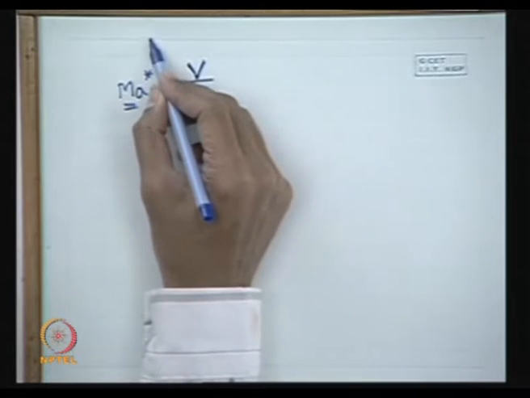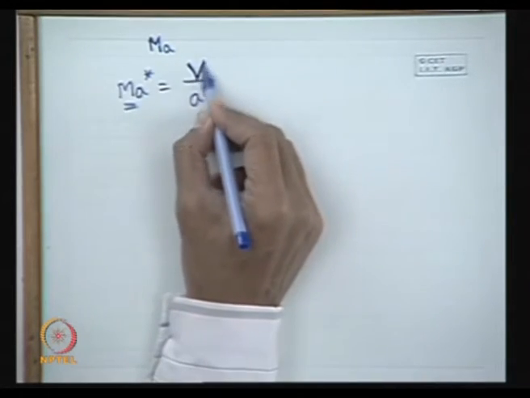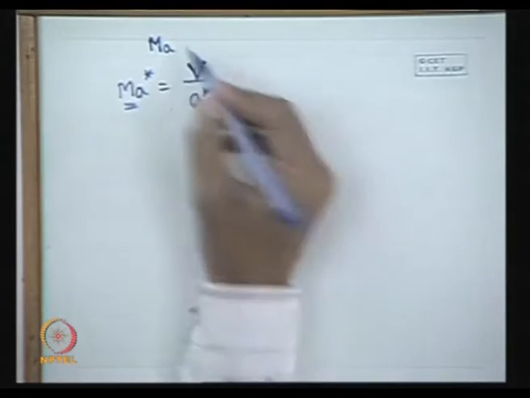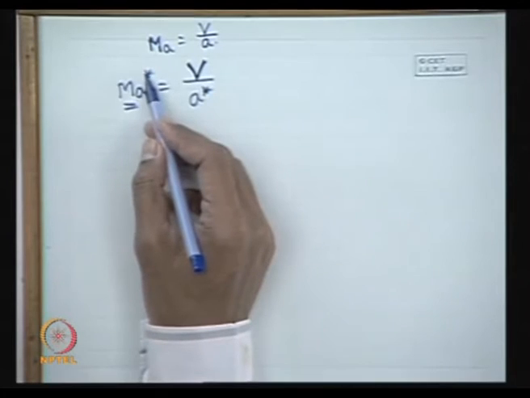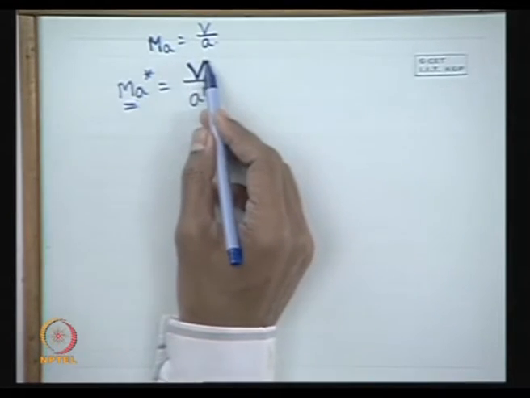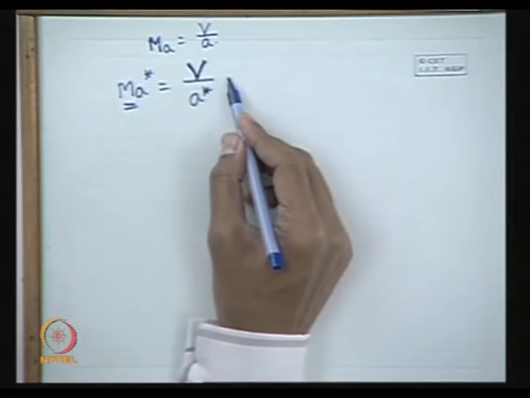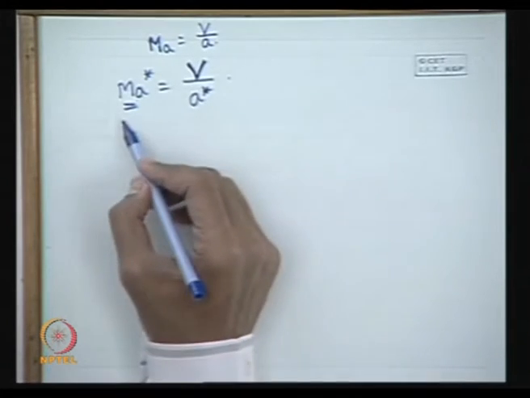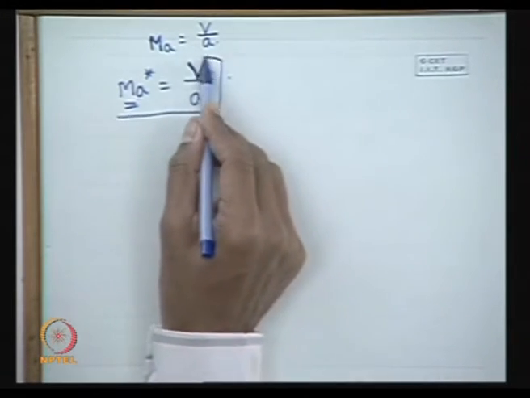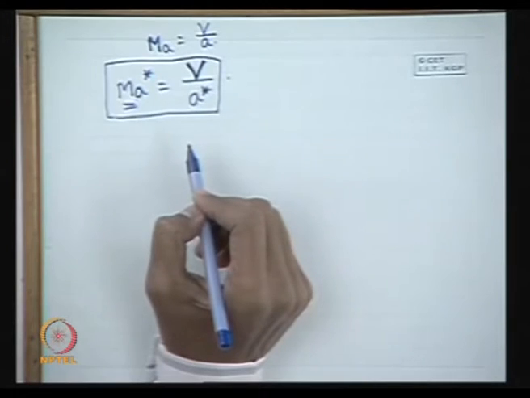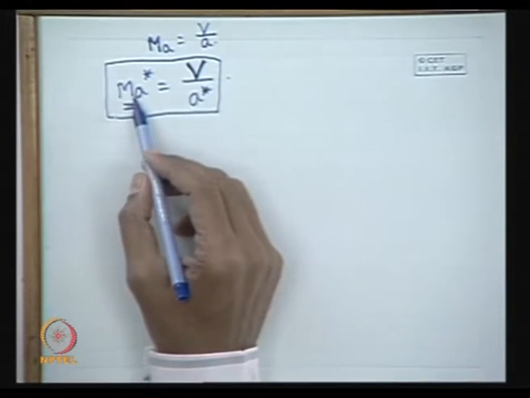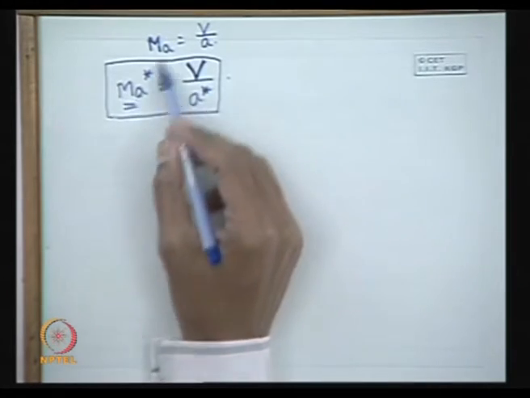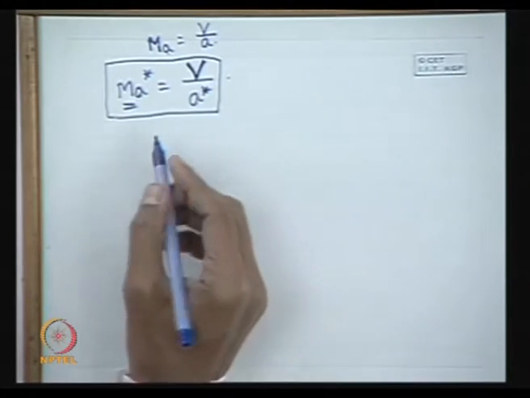That means, if the Mach number is M A, this Mach number refers to a flow velocity V and the corresponding sound velocity A. Both V and A change, whereas M A star represents the non-dimensional counterpart of the flow velocity V by A star. So, this is the definition of the reference non-dimensional velocity. Now, one can make a relationship between M A star and M A through the use of this equation.